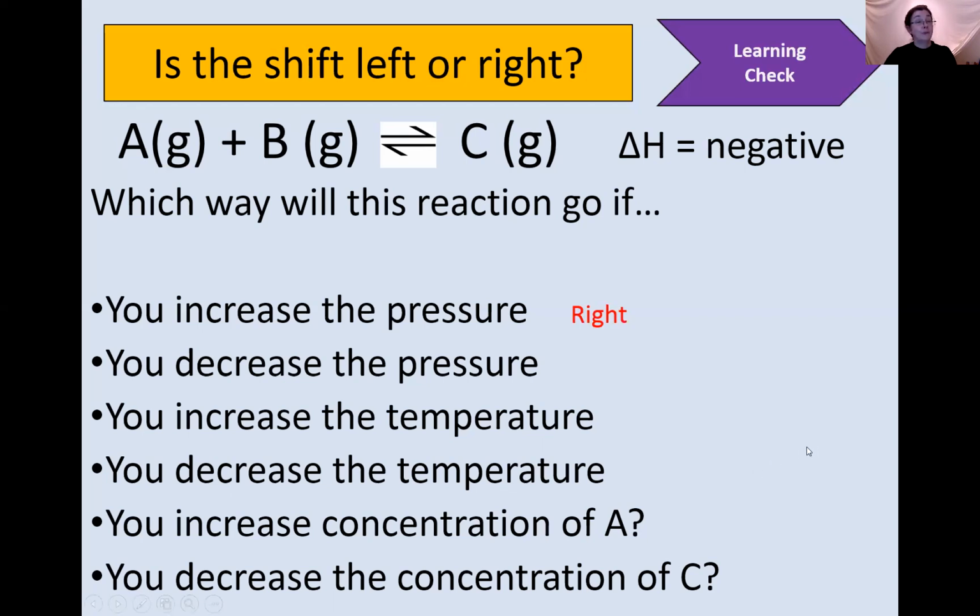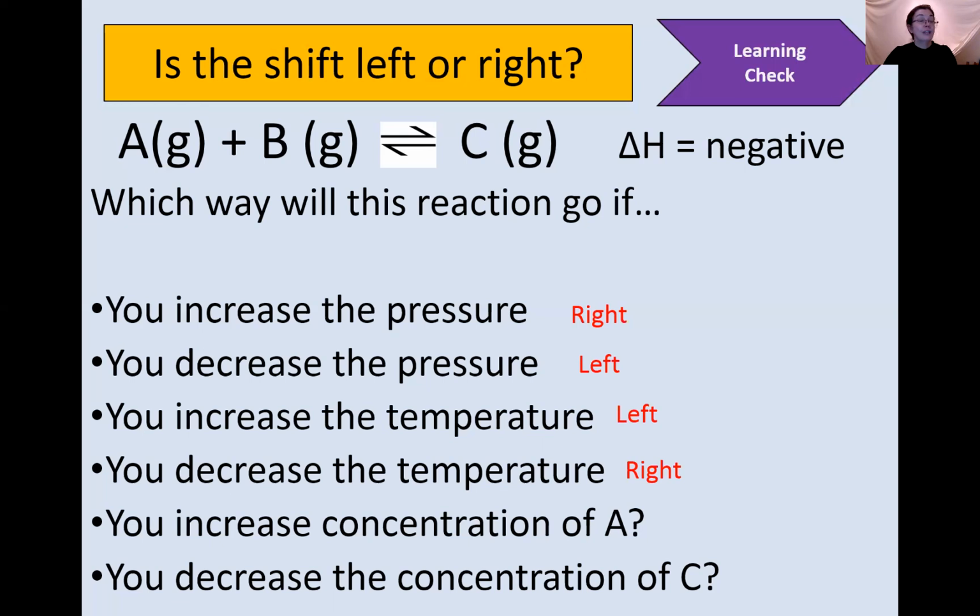Okay, so the first one is to the right. If you decrease the pressure, it goes to the left. If you're decreasing the pressure, the system wants to increase the pressure, so it will go to the side where there are more molecules, and that's to the left. If you increase the temperature, it'll shift to the left because delta H is negative. It's an exothermic process, so it's going to favour the endothermic process where it absorbs the energy. If you decrease the temperature, it will want to increase it, so it will favour the forward direction, the right, and that's the exothermic process.